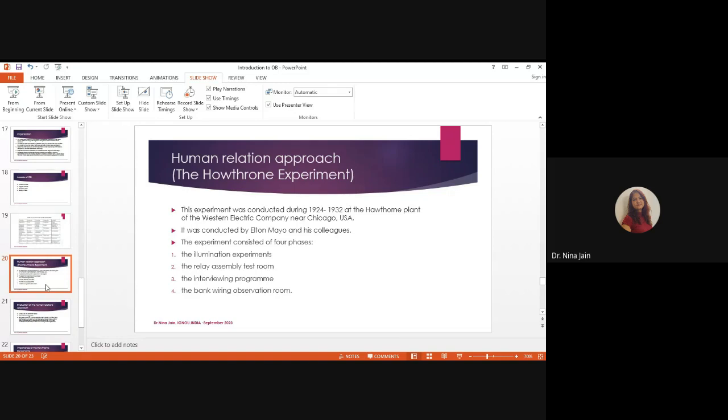This experiment was conducted between 1924 and 1932 at the Hawthorne plant. It is easy to recall this because the name has come from that only. It was done by the Western Electric Company in Chicago, USA. And the experiment consists of four phases: the illumination experiment, the relay assembly test room experiment, the interviewing program, and the bank wiring observation room.